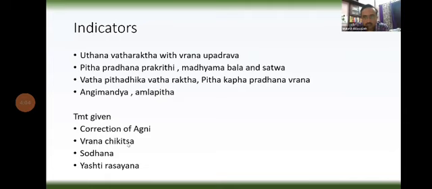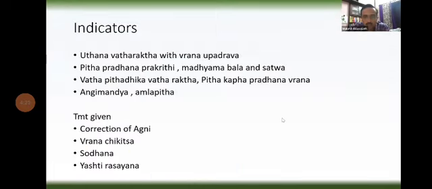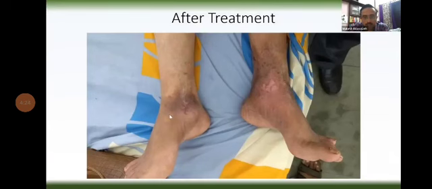Then the vrana chikitsa was given, because the upadrava chikitsa was given first. Then the patient was subjected to shodhana in the form of virechana and even raktamokshana. Then Yashtimadhu rasayana was given because here the dhatu gadavastha was there. The patient will not get relief without giving any rasayana protocol. After the rasayana, this is the result. You can see it has completely healed. There is no vrana in the patient's body. So this is the importance of identifying the dhatu gadavastha and giving the treatment.